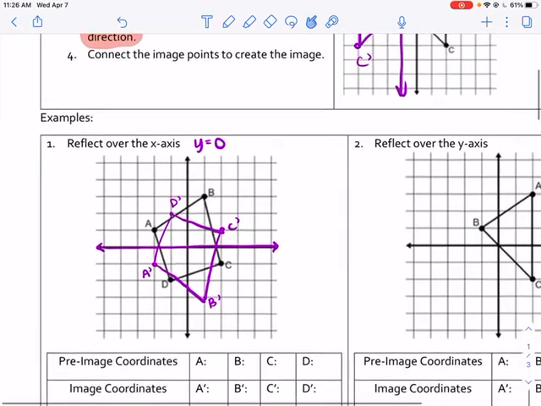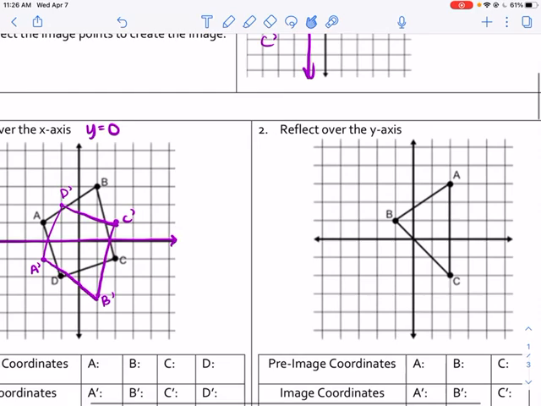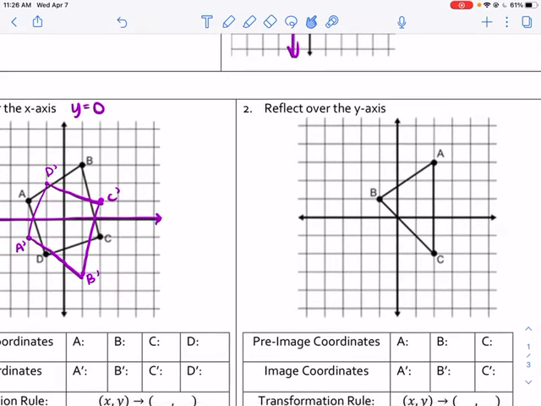So now you go ahead and try this ABC. What do you think it would look like? Maybe pause for a second, copy it down on paper if you're using paper, or do the notes. So the y-axis is also known as x equals 0. So instead of reflecting over the horizontal line, it's going to reflect vertical.